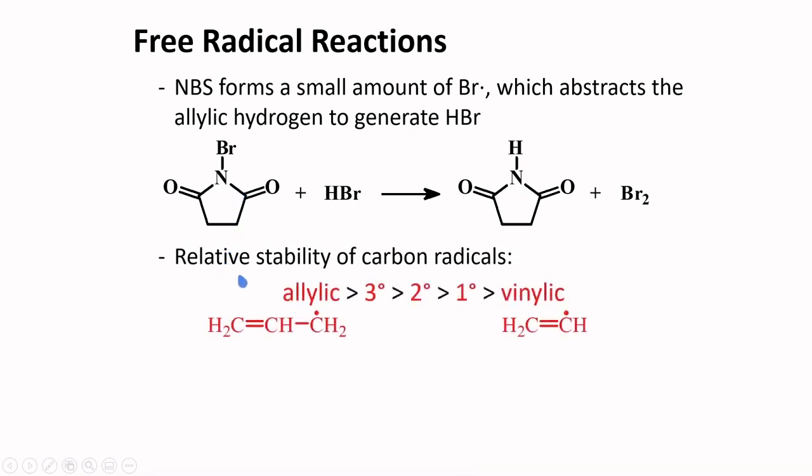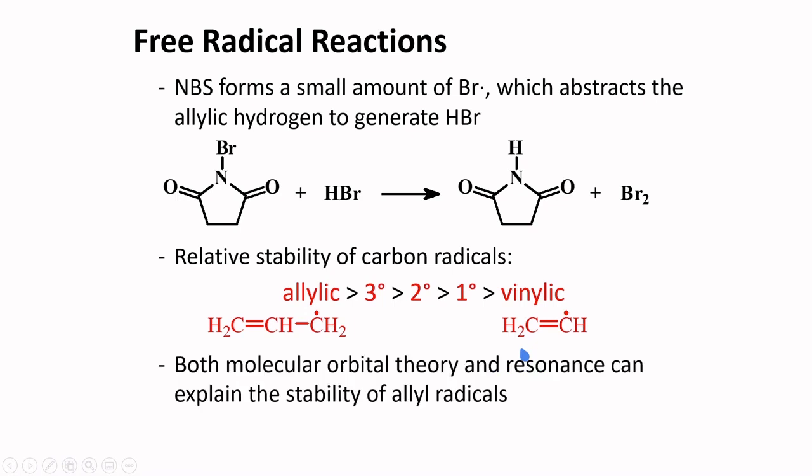The relative stability of carbon radicals can now involve the allylic radicals. They are more stable than tertiary radicals, and the least stable are the vinylic radicals. The stability of the allylic radicals can be explained by molecular orbital theory and resonance. Molecular orbital theory is discussed in higher chemistry, so I will just show here for resonance.